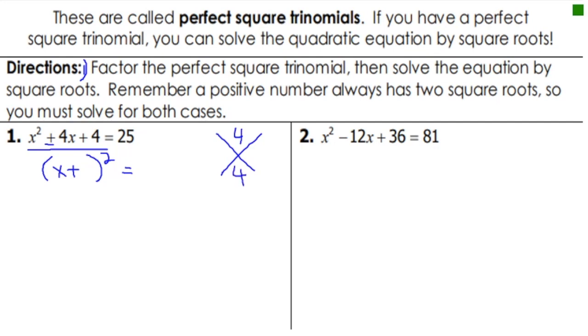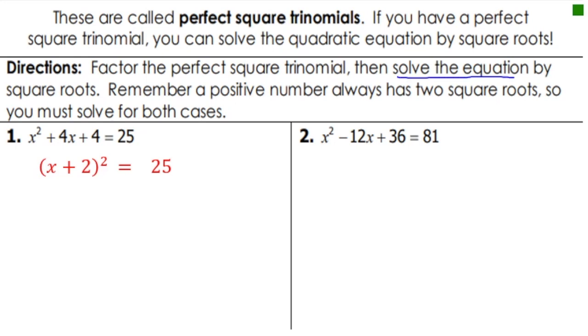What two numbers multiplied give you 4 and added give you 4? You should come out with 2. Okay, so then there we go. I have factored the perfect square trinomial. I've done step 1. Then step 2 says to solve the equation using square roots.